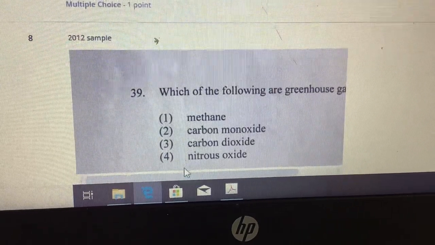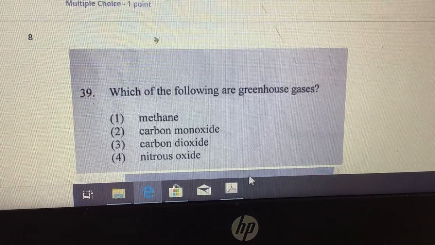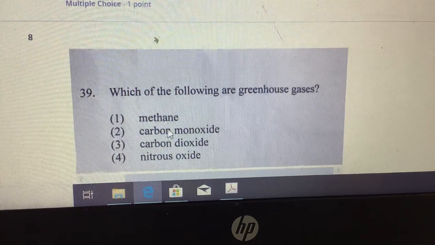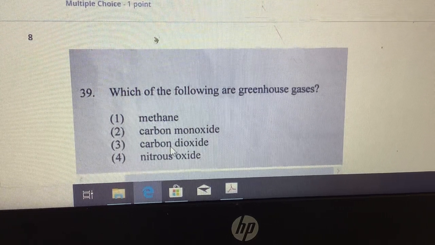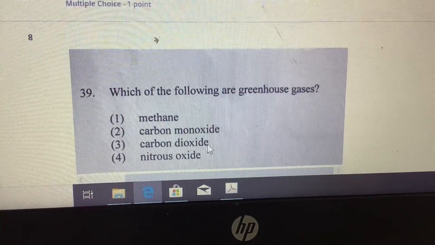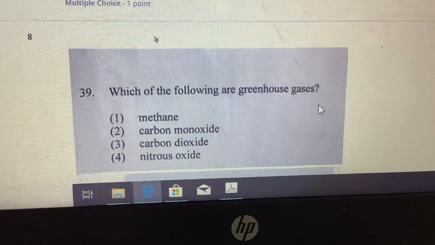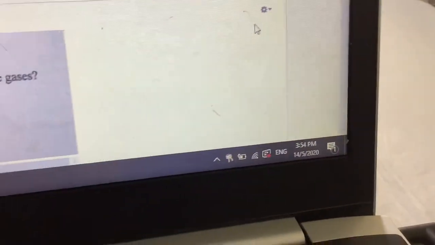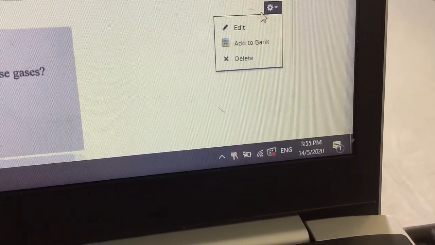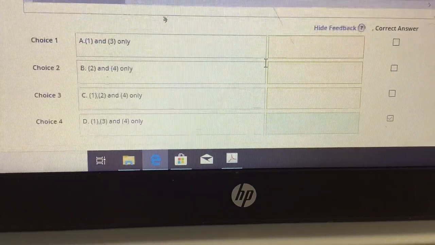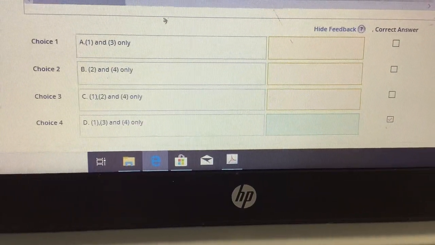This one: which of the following are the natural gases? Methane, yes. Carbon monoxide. And then number 3, carbon dioxide. Nitrous oxide, right? So is it 1, 3, 4? Wait a minute. 1, 2, 4, or 1, 3, 4? Yeah, 1, 3, 4.